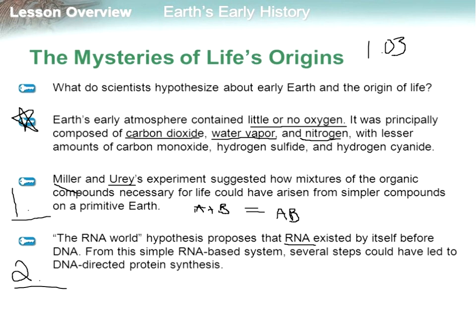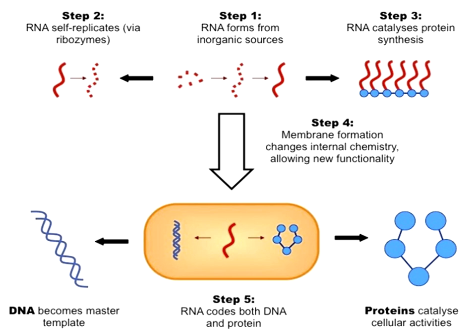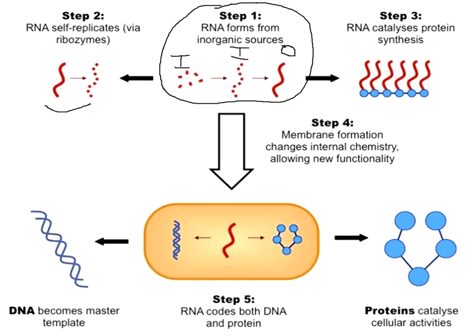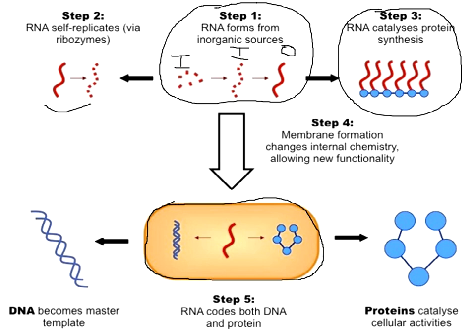The other one is the RNA world hypothesis, and that's right here. Step one, you get RNA forming from inorganic sources. So this is inorganic, this is inorganic, and it could lead to this organic substance. Step two, it can make more of itself. Step three, they can also make proteins from RNA as well. So now you have RNA, you have proteins, you have ribosomes. All you need is something that holds it all together, and that's where your lipids come in with the cell membrane in step 5.